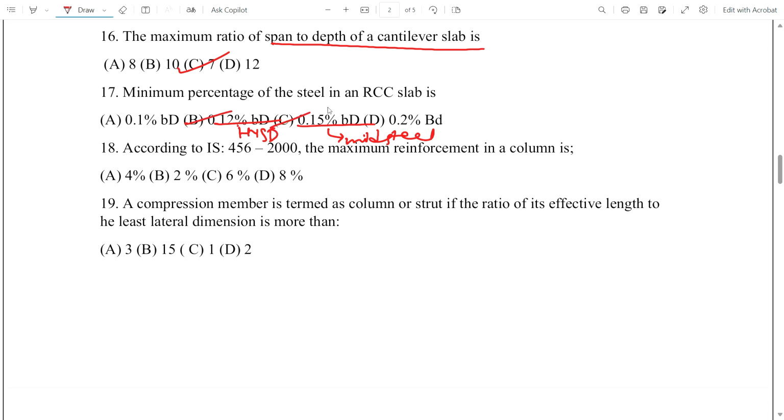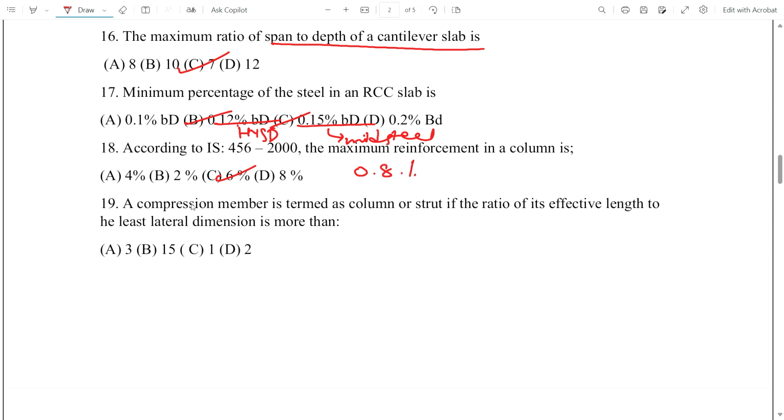Okay, now question number 18. According to IS 456, the maximum reinforcement in a column is how much? Maximum reinforcement in a column is 6%, and minimum is 0.8%. Okay, you just remember this.